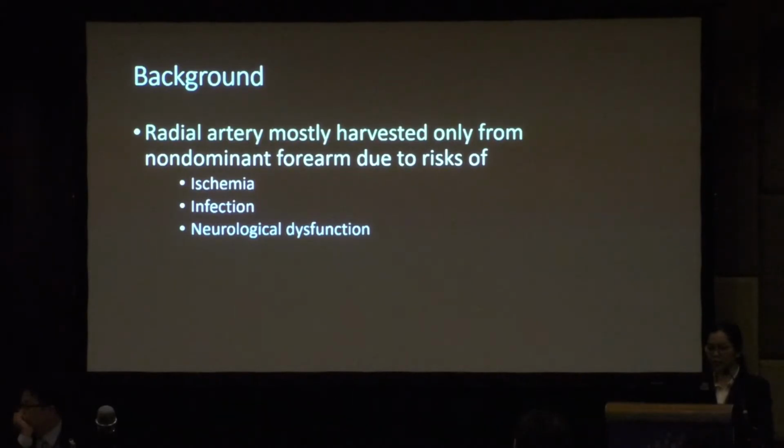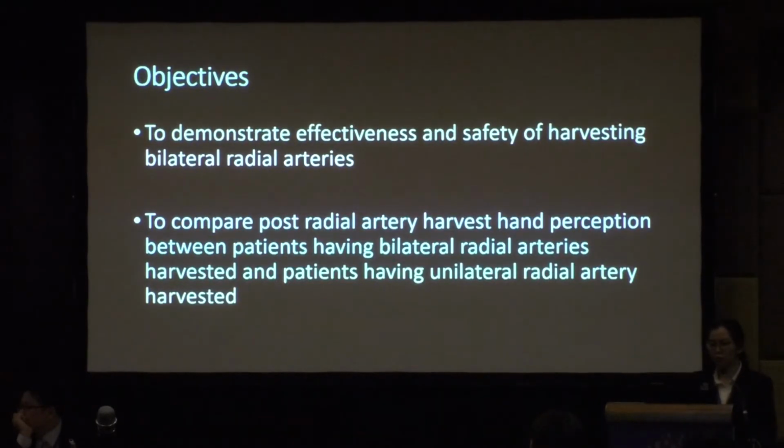However, the use of radial artery conduit is limited to the non-dominant forearm because surgeons are afraid of complications in the donor forearm, such as the risk of hand ischemia, infection, and neurological dysfunction after harvesting. So we want to demonstrate the effectiveness and safety of harvesting bilateral radial arteries. We also compare post-radial harvest hand perception between patients having bilateral radial arteries harvested and patients having a unilateral radial artery harvested.